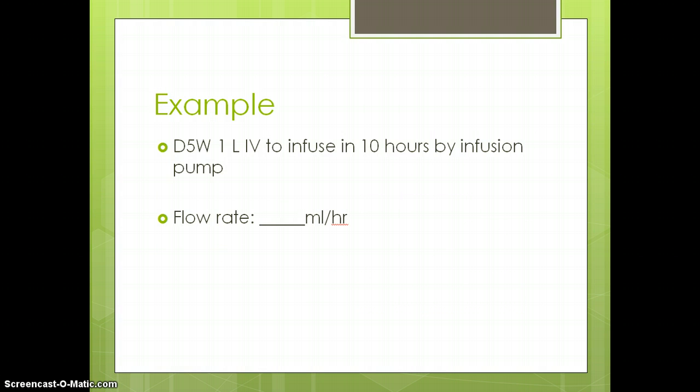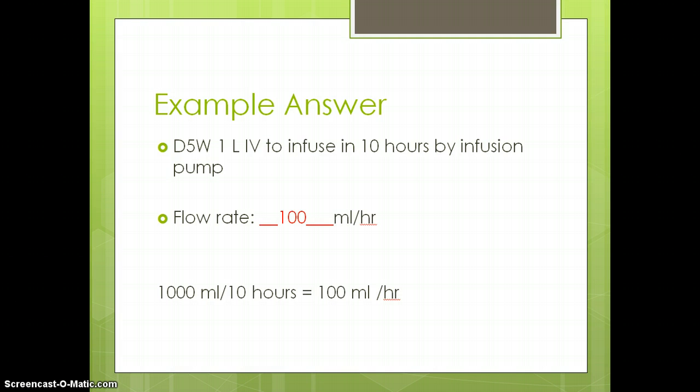Let's work another one. You can always pause this and work it at your own speed, so I'm just going to go straight through. If you have a liter of D5W, it needs to go in 10 hours. Remember, this is milliliters per hour, so 1 liter is 1,000 milliliters divided by 10 hours equals 100 milliliters per hour.